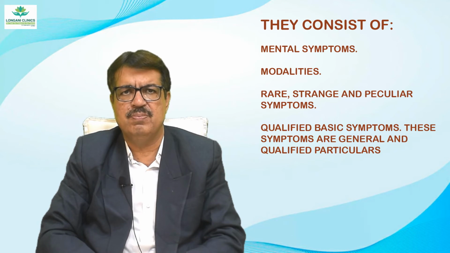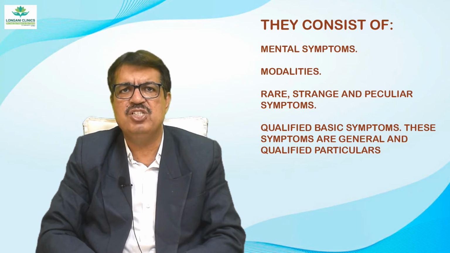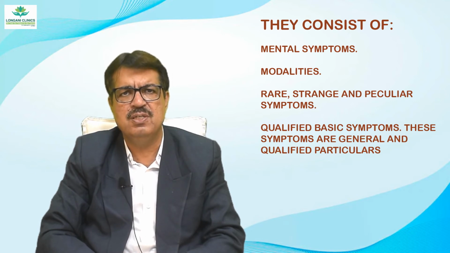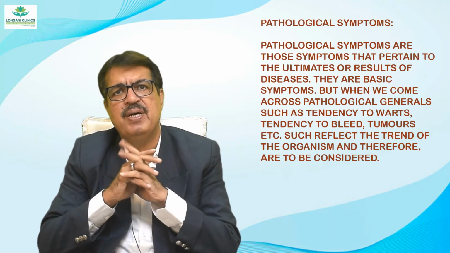The symptoms which help to find out or select finally an indicated remedy are called determinative symptoms. The term was used by Dr. Boericke. Boericke's determinative symptoms are equivalent to Kent's characteristic symptoms. They consist of mental symptoms, modalities, rare, strange and peculiar symptoms, and qualified basic symptoms. These symptoms are generals and qualified particulars.